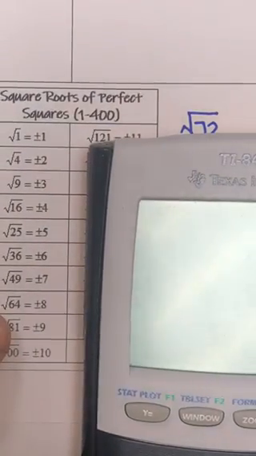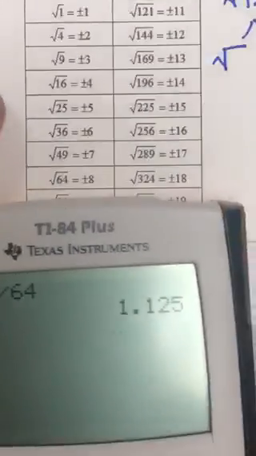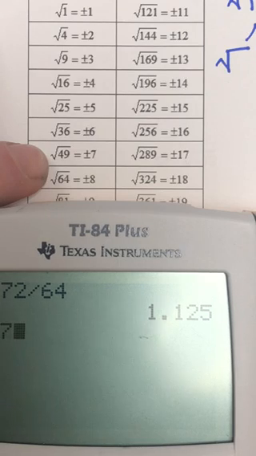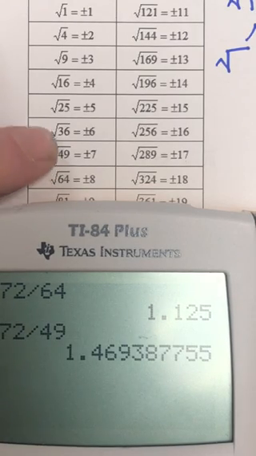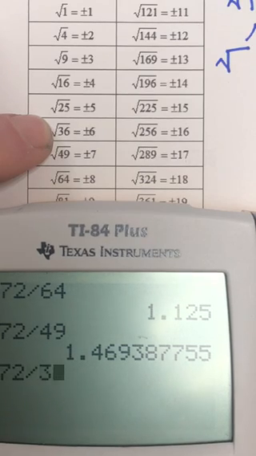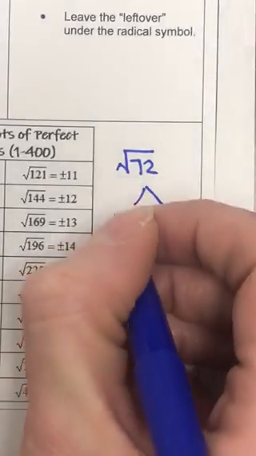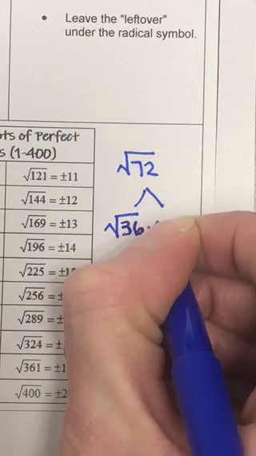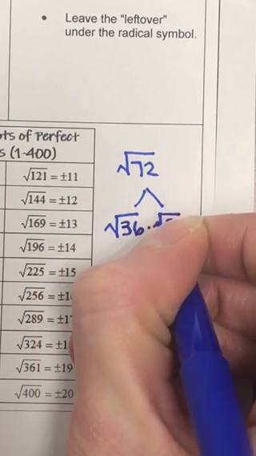So I'm going to do 72 divided by 64. And I look to see, does it give me a whole number? No, it doesn't. So I'm going to move down, 72 divided by, now I'm going to try 49. Still not a whole number. So 72 divided by 36. That's a whole number. So that's how I'm going to break this 72 down into 36 times 2. So I'm going to come over here. The perfect square that goes into it is 36. And then the other number, the answer when I did the division, was 2.